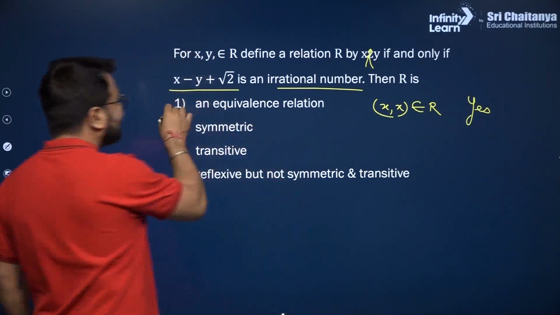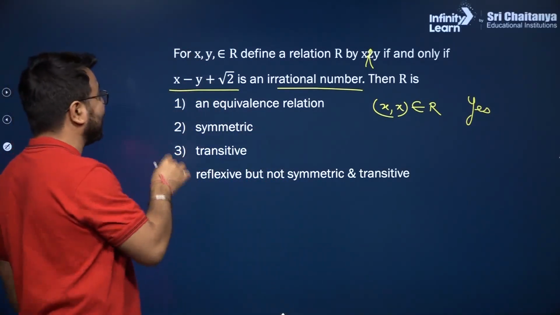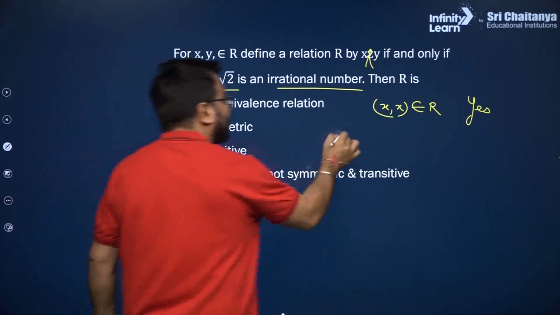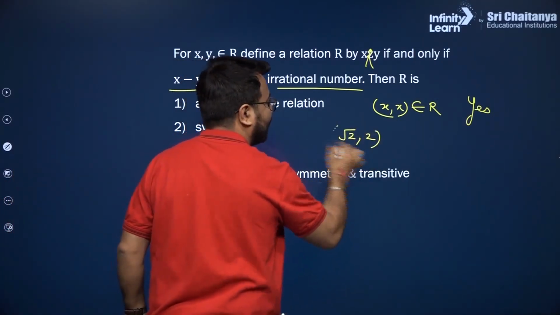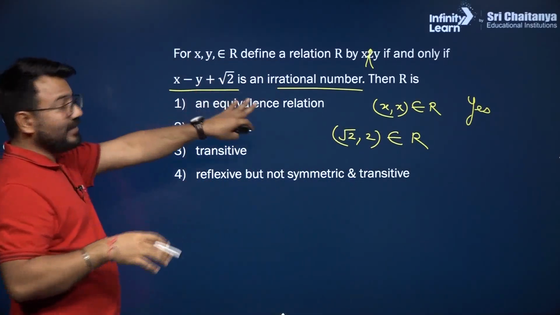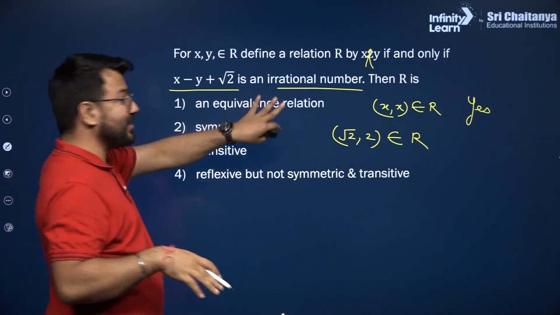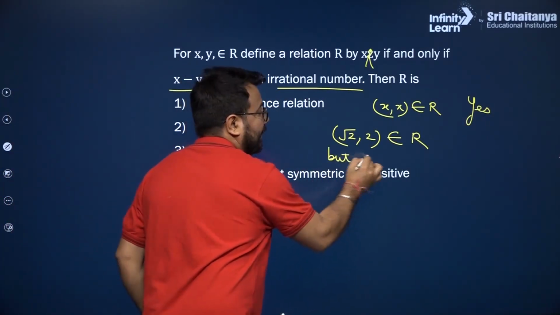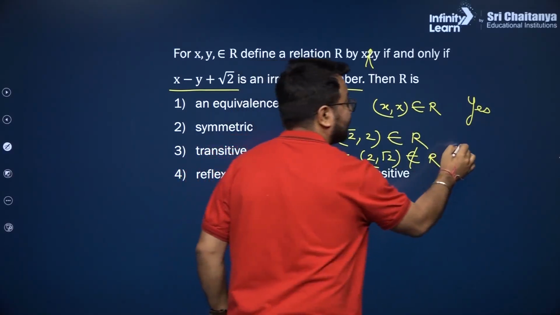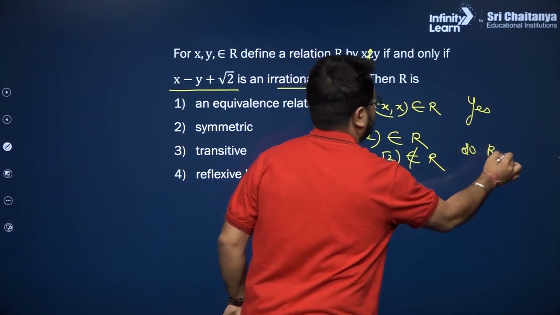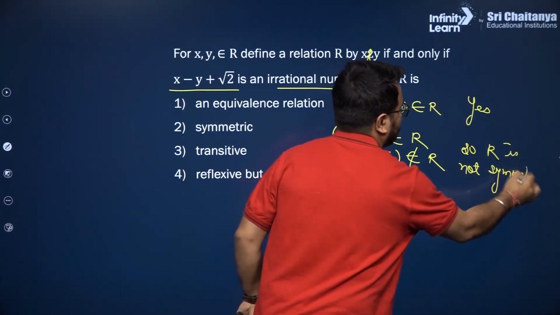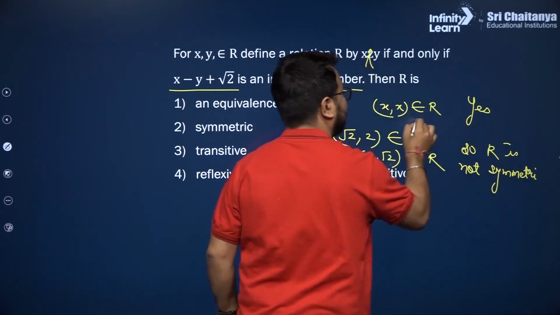Suppose I substitute (2, root 2), will it satisfy? No. If I substitute (root 2, 2), will it satisfy this relation? Yes, (root 2, 2) will satisfy this relation because it will generate an irrational number. But if I take (2, root 2), will it satisfy? No, it will not satisfy this relationship. So R is not symmetric, and here R is reflexive.